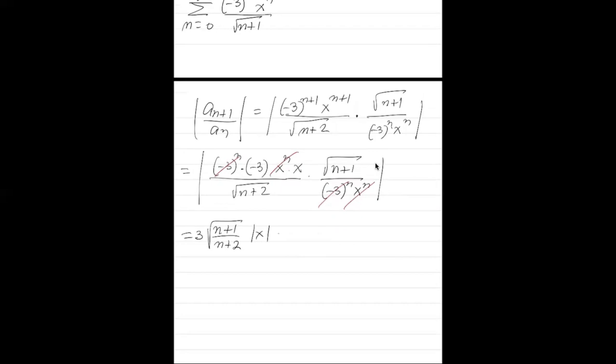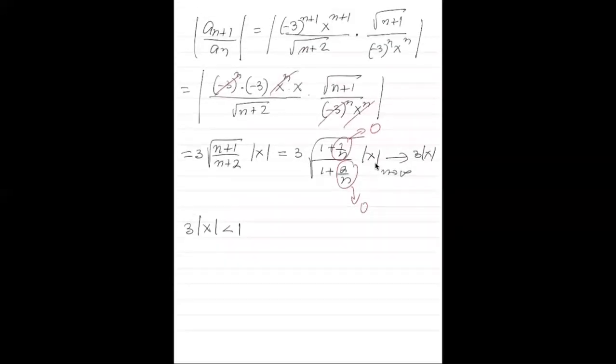So let's divide by n, top and bottom. So that would be 1 plus 1 over n, and here 1 plus 2 over n. Now this 1 over n goes to 0 as n goes to infinity, and this goes to 0. So if n goes to infinity, this limit is 3 absolute value of x. We want this limit to be less than 1 to have convergence. That's equivalent to absolute value of x less than 1/3, and the radius of convergence is 1/3.